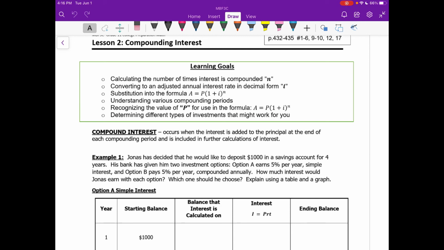You'll be able to recognize the value of P and its use in the formula A equals P(1 plus i) to the power of n. And you'll be able to determine the different types of investments that might work for you.